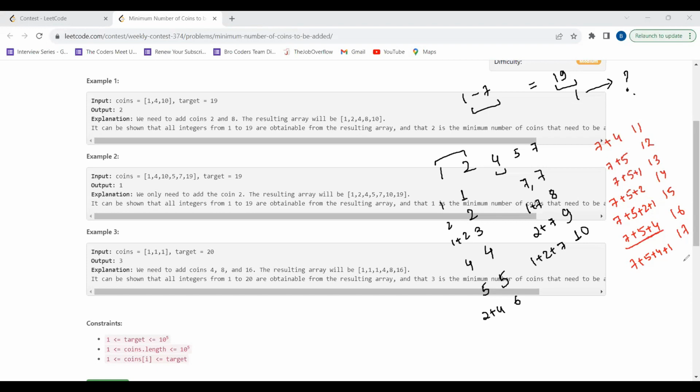Now this is 17. Can we form the sum 18? Yes, we can form 7 plus 5 plus 4 plus 2. Can we form the sum 19? Yes, we can form 7 plus 5 plus 4 plus 2 plus 1. So we can form every number from 1 to 19.